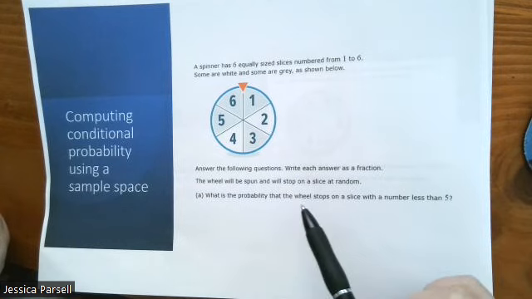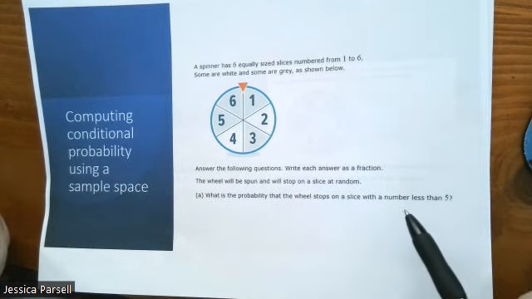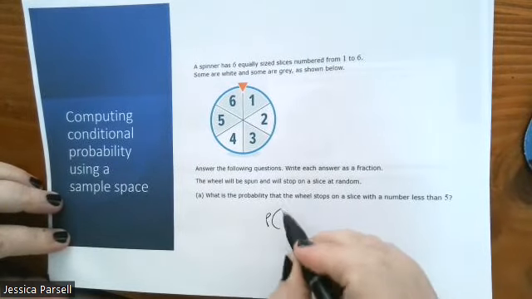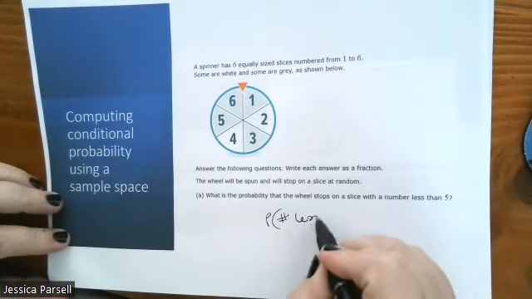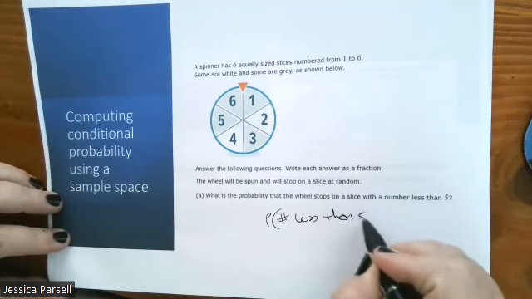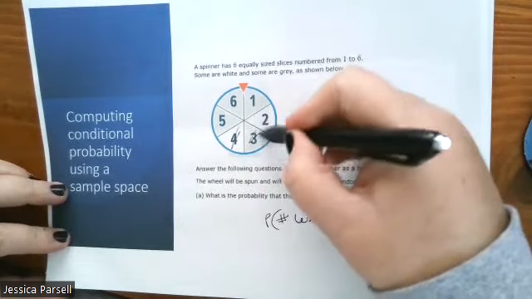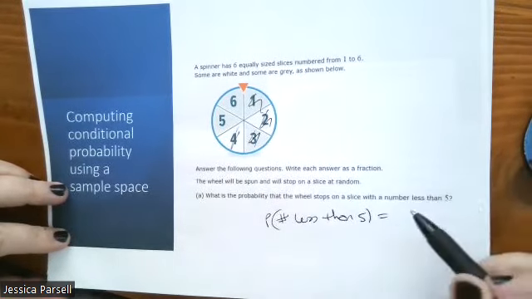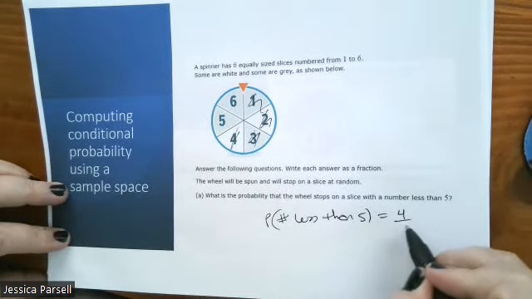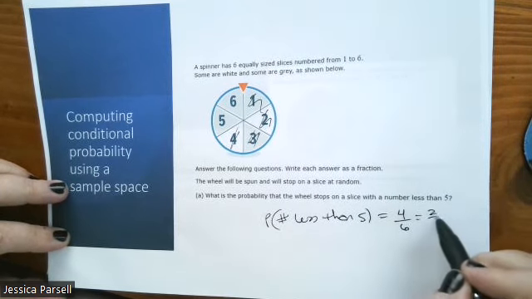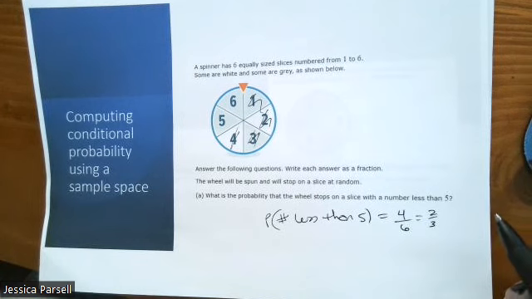What's the probability that the wheel stops on a slice with a number less than 5? Okay, well, probability that we're going to get a number less than 5. I think we are all okay with saying, well, that could be this one, this one, this one, or this one. So there's 4 slices out of the 6 that are numbers less than 5, which we could reduce to 2/3. Okay, so no stress on that one. Let's see what the second part of this question is.